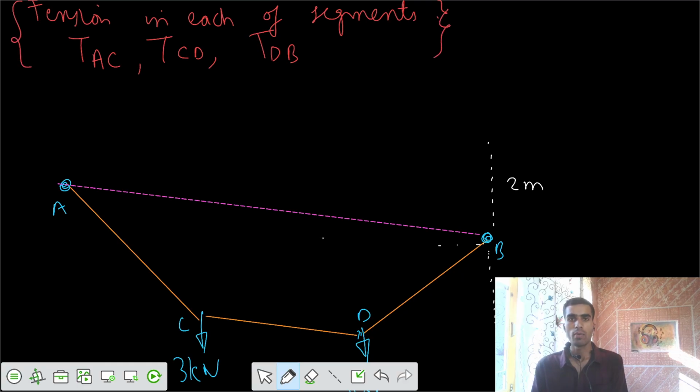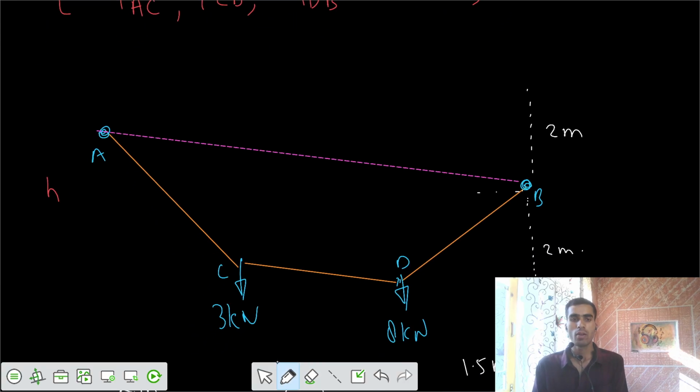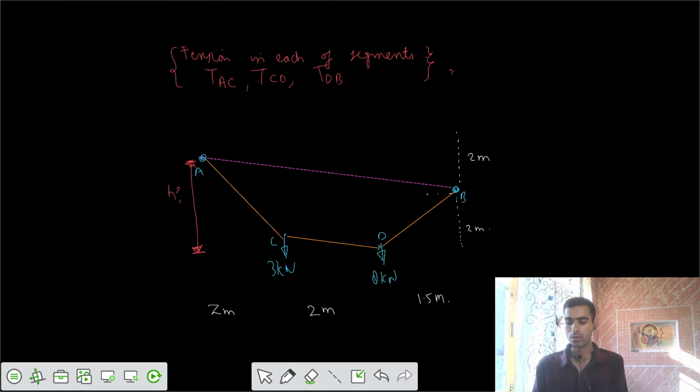Okay, and one more thing is that you need to get the dimension of H. We call it H. This is the unknown H. What is this value of H? We have to get it. This is the vertical distance of A and C. So this is H. We need to get the value of H also.